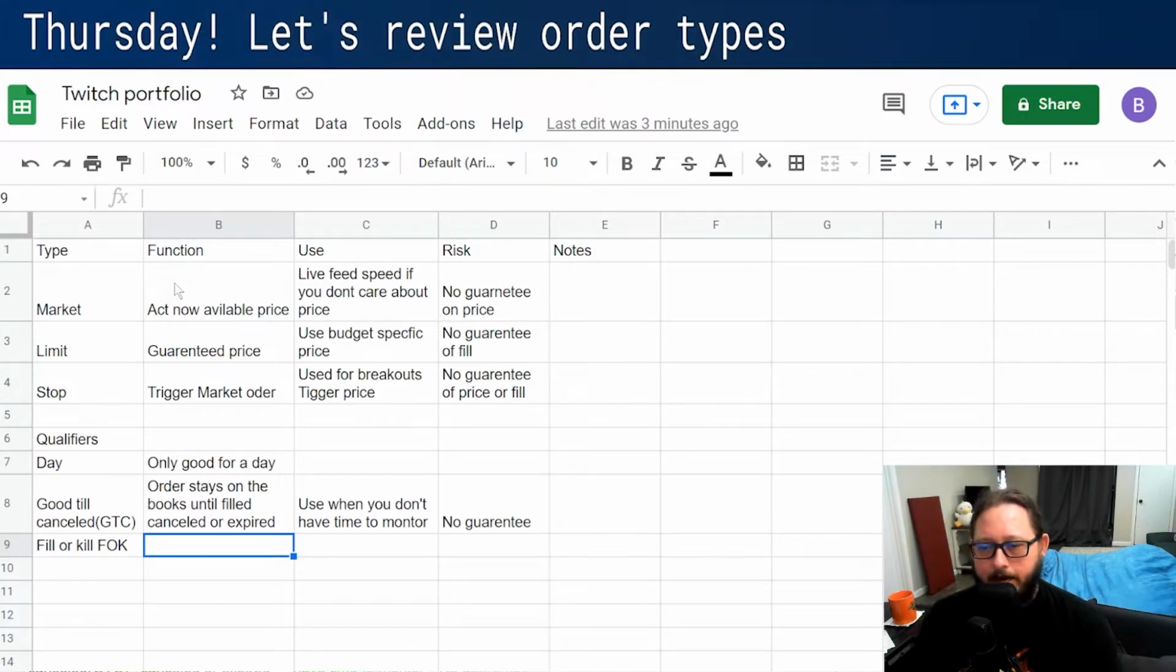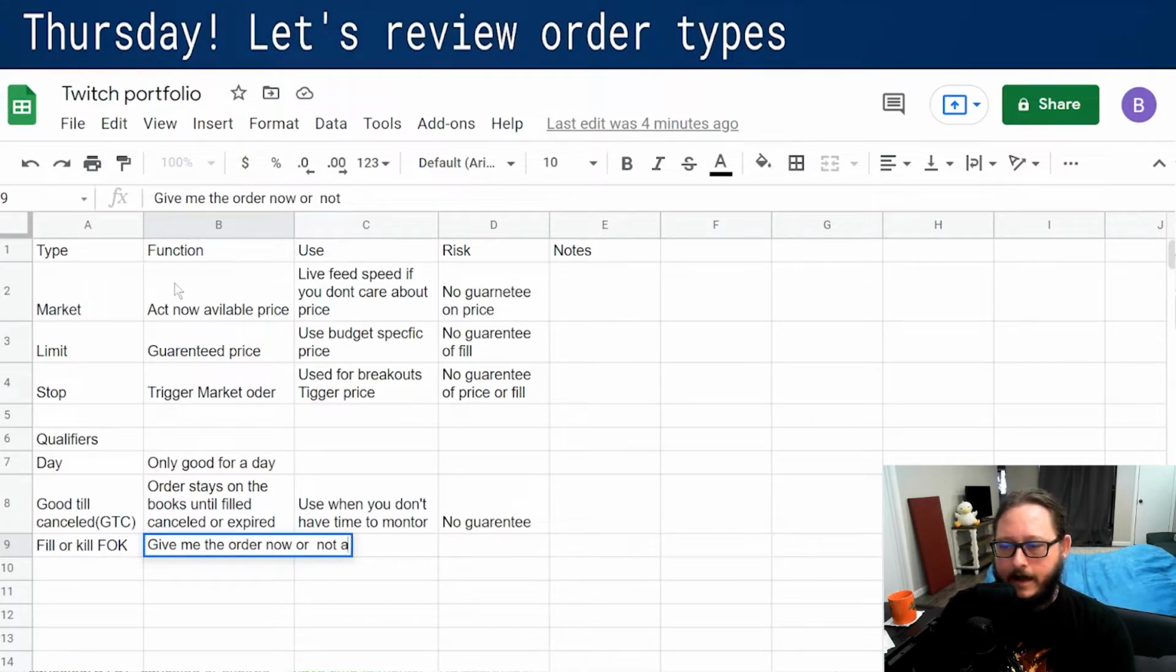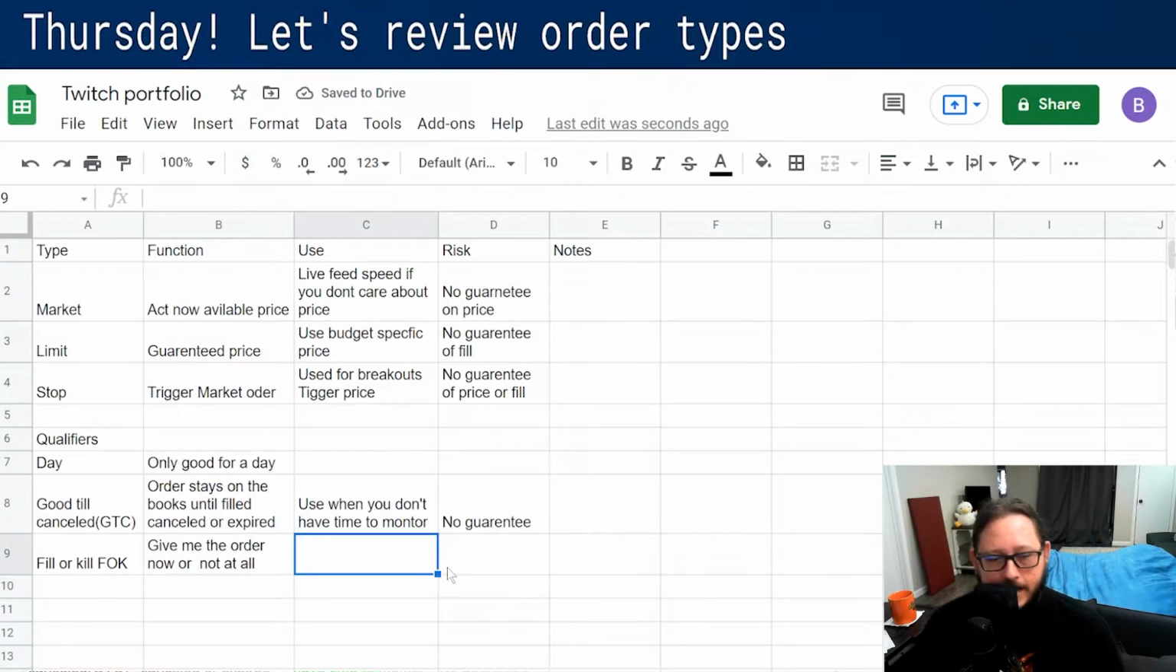Fill or kill, its function is to give me the order now or not at all. Use is when you're worried about volatile or fast markets.